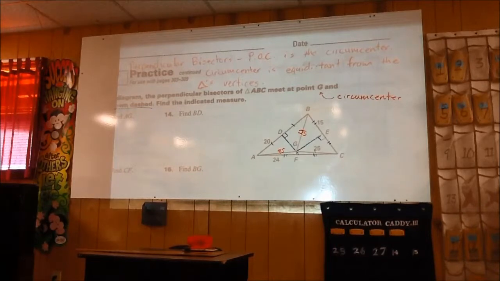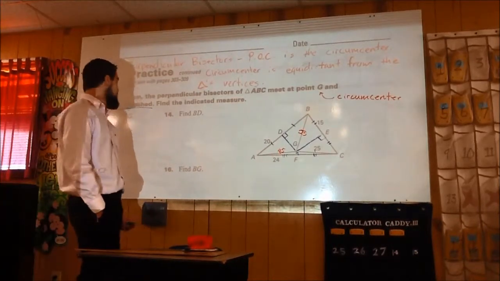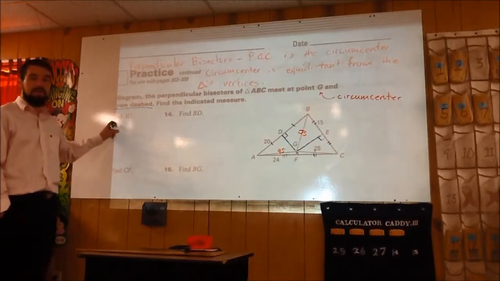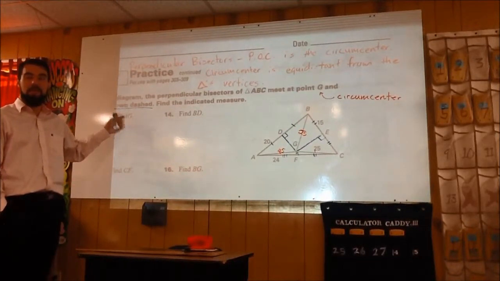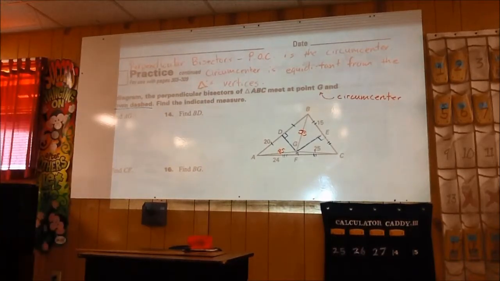16, determine the length of segment BG. 25, same reasoning as number 13. That's representing the distance from a vertex to the circumcenter. The circumcenter is equidistant from the vertices. Number 17, determine the length of segment CE. 15, because point E is a midpoint, because that's the perpendicular bisector.